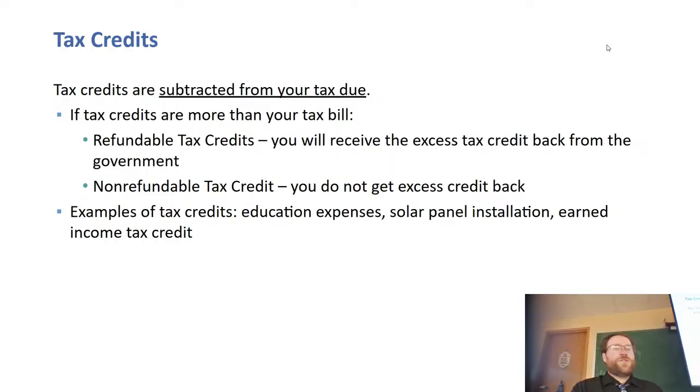Tax credits are subtracted from your tax due. Refundable tax credits, you'll receive the excess back. Non-refundable, you won't get it back. But some other things there, education expenses typically fall under those.